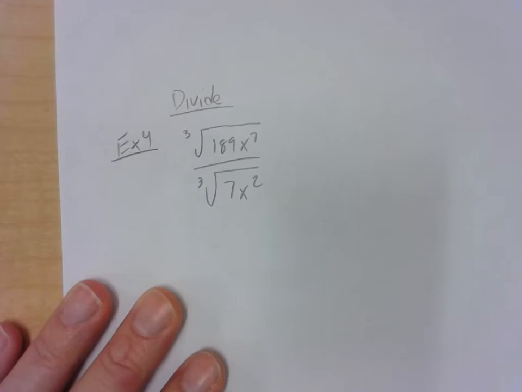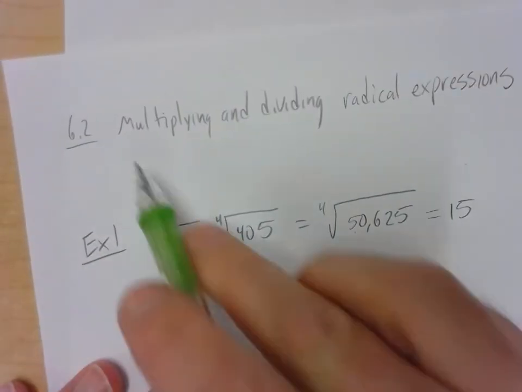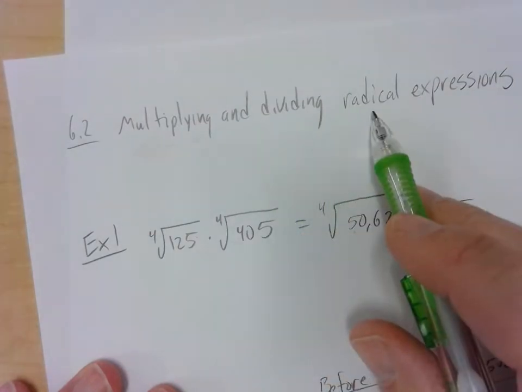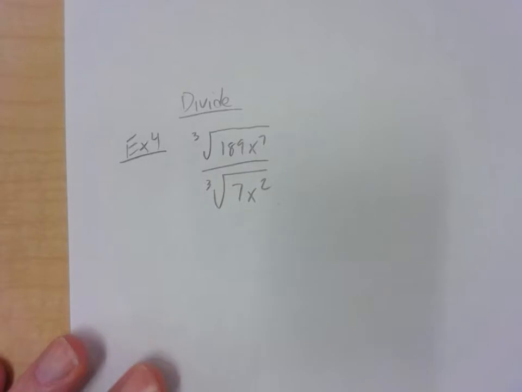Remember the name of this section. The name of this section is multiplying and dividing radical expressions. So now we're going to do some dividing. So far we just did multiplying. And as you know, dividing is always not as fun.